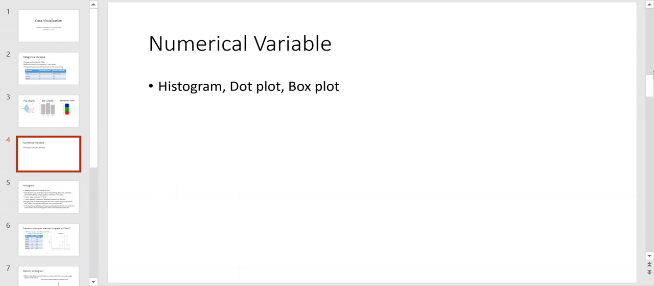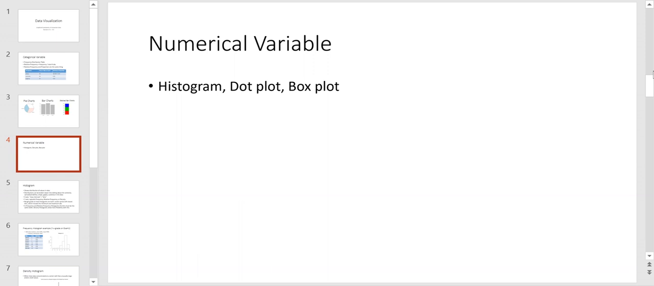Hi guys, in this video, part two of graphical summaries of data, we're going to focus on numerical variables. In this case, we're dealing again with univariate data, so that means we're analyzing one variable at a time. The graphical summary I want to focus on primarily is the histogram. I do mention the dot plot and the box plot.